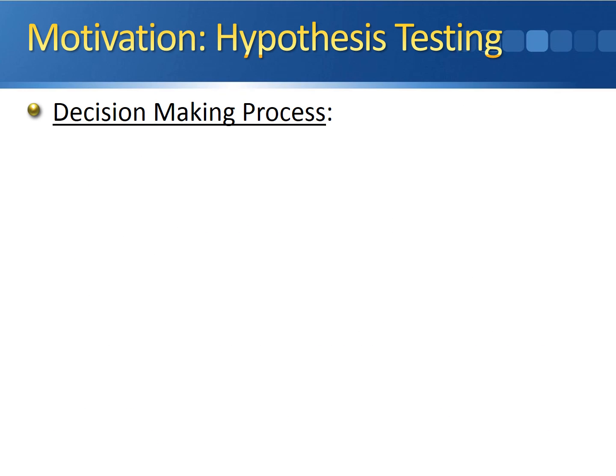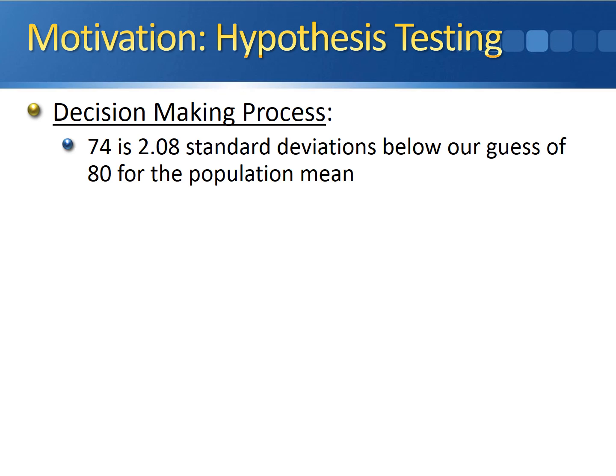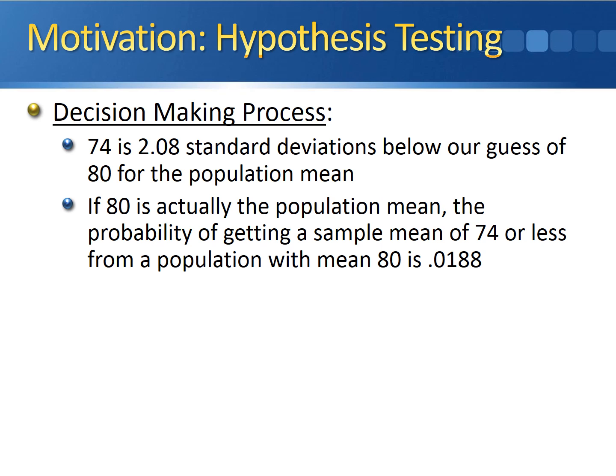For this particular problem, here's our decision-making process. 74 is 2.08 standard deviations below our guess of 80 for the population mean. If 80 is actually the true population mean score for the exam, the probability that we would have gotten a sample mean of 74 or less from a population where the mean is actually 80 is 0.0188. So the probability that we would get a sample mean that small if the true mean of the population was actually equal to 80 is less than 2%.